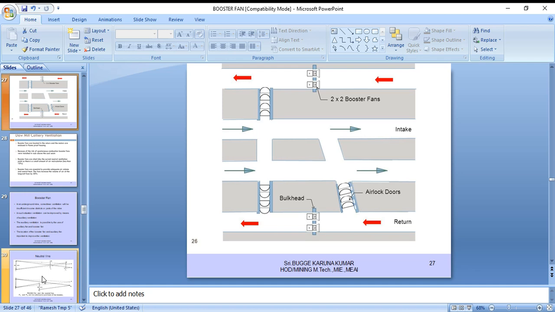So intake, and there is a return, bulkhead doors. This is one other model for the location of the booster fan, a 2 by 2 booster fan system to speed up activity in return. Observe when it is located in a return airway.